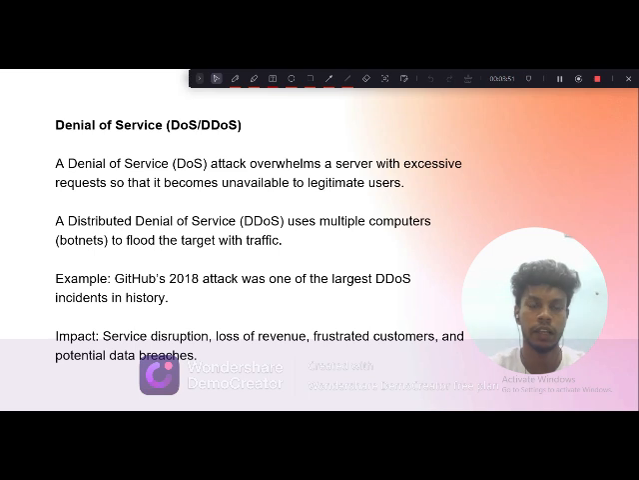Next is DoS, denial of service. In a DoS attack, the attacker floods a server with requests until it crashes. In a DDoS, thousands of infected computers called a botnet attack at the same time. Think of it like thousands of people crowding the entrance of a shop so real customers cannot get inside. As an example, the 2018 GitHub attack was one of the largest incidents accounted for in history.